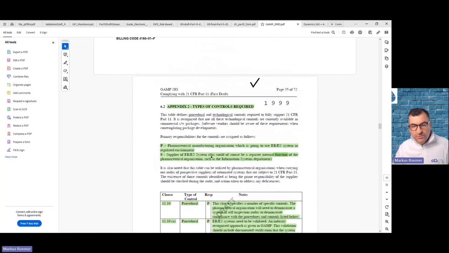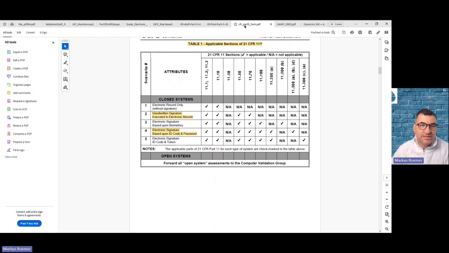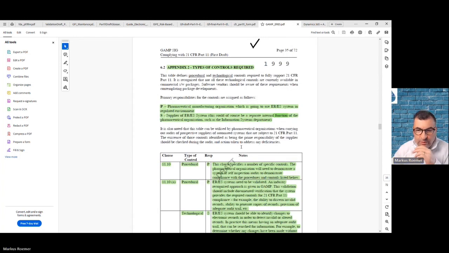and to say, okay, who is responsible for it, and is it a procedural requirement or is it a technical requirement? I think that's extremely useful, that you first think about which scenario do I have, which sections must I comply with. I have a handwritten signature, so it stops here at 1170, for example. Then you check what should be done. Is it procedural? Is it technological? And who is responsible for it?